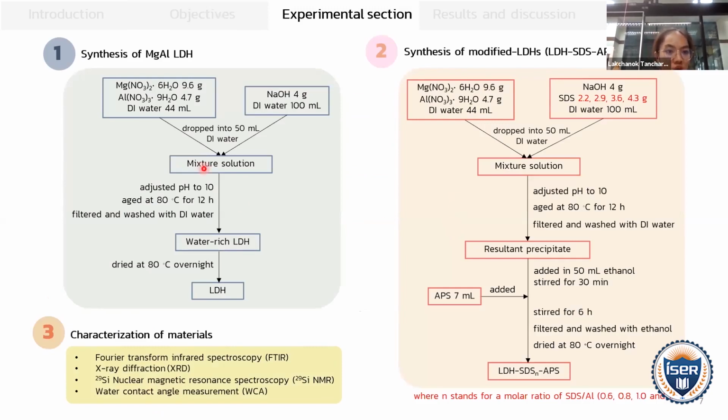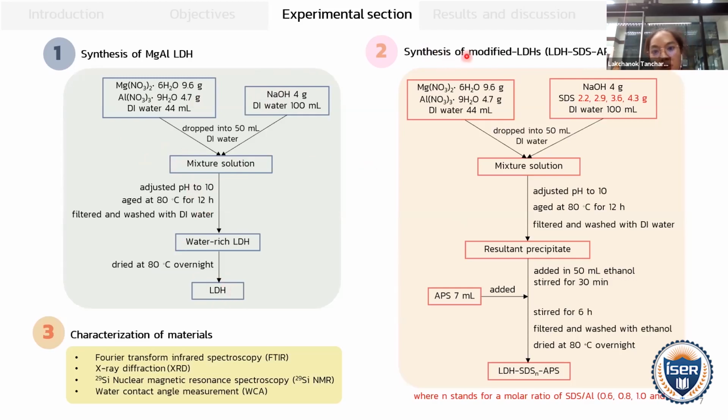Firstly is the synthesis of magnesium aluminum LDH by co-precipitation method. Typically, a mixed metal solution was prepared by dissolving magnesium nitrate hexahydrate and aluminum nitrate nonahydrate, corresponding to a magnesium per aluminum molar ratio of 3:1, in deionized water, and the base solution was prepared. Sodium hydroxide was dissolved in deionized water. At room temperature, the mixed metal solution and base solution were dropped into deionized water under stirring and aged at 80 degrees Celsius for 12 hours. The resultant precipitate was filtered, washed, and dried. The obtained sample was denoted as LDH.